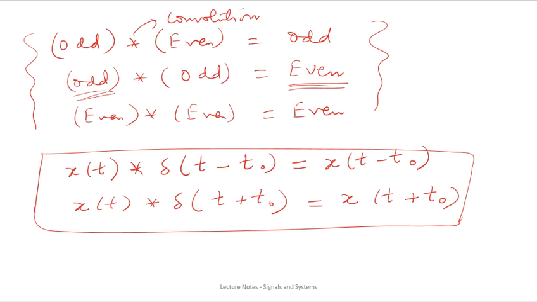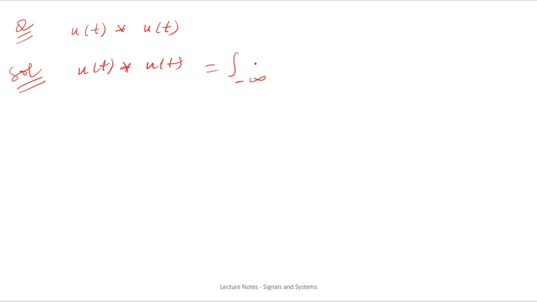So before concluding the lecture, let us quickly see one short problem, that is the convolution of two unit step signals. When u(t) is convolved with u(t) itself, what will you get? If the unit step signal is convolved with itself, it can be solved in a simple way.